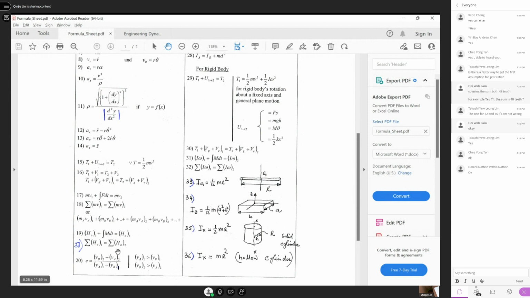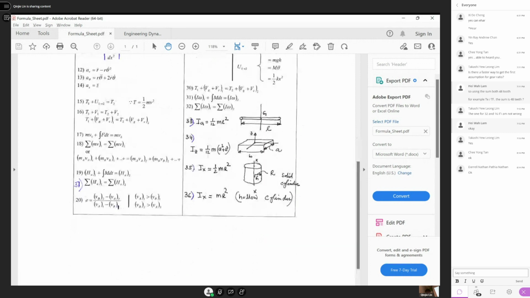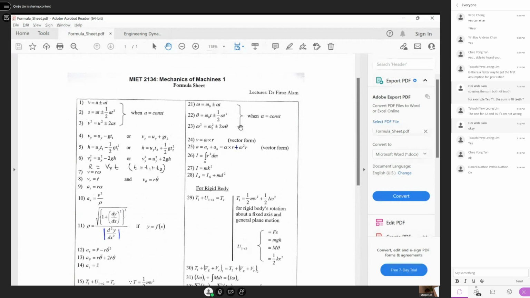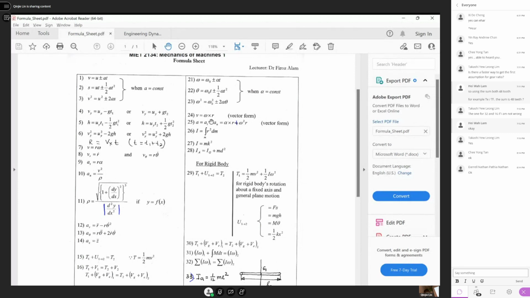And 20, this is your coefficient of restitution. 21 to 23, this is our kinematics in angular form. 24 is your v equals r omega, but in vector form. We just touched on this just now also. Then a equals tangential acceleration plus normal acceleration. Like I said, normal acceleration is also radial acceleration, is also centripetal acceleration. They have different terms to mean the same thing.